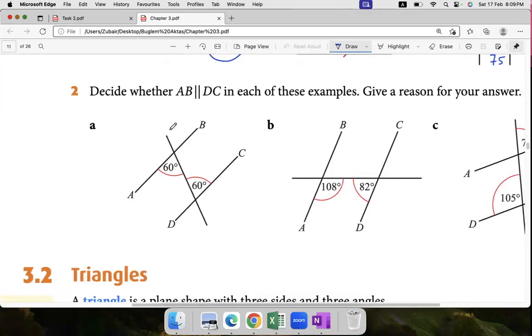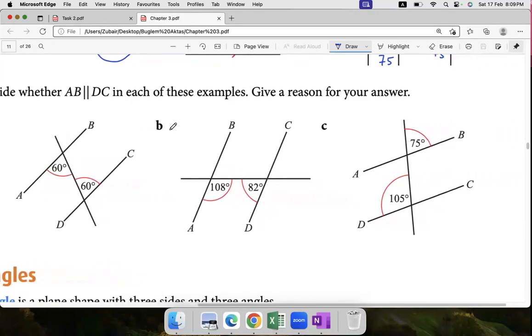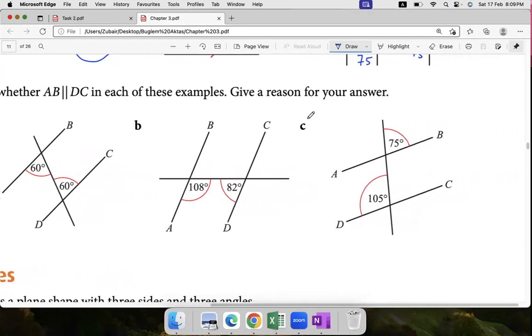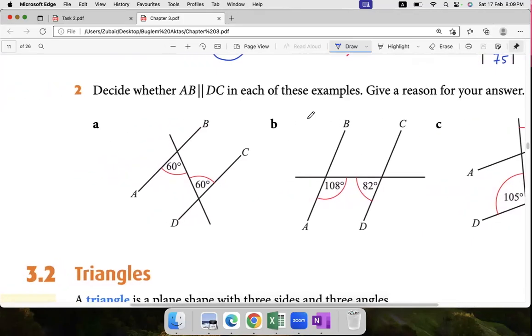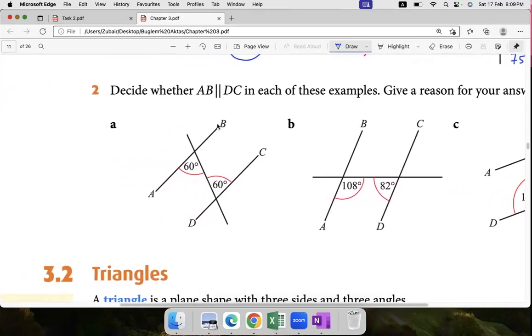Okay, question two. This is the interesting one. This says decide whether AB and DC in each of these examples are parallel or not, and give reasons. Is AB parallel to DC or not? In this one, yes, it is parallel. And what is the reason?